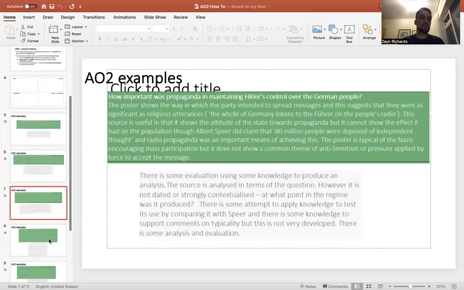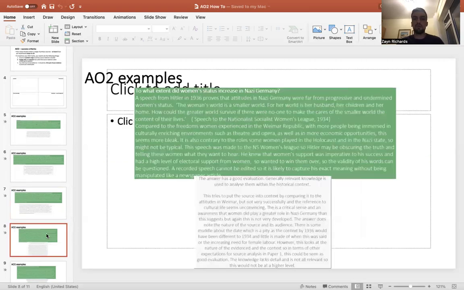All right, so this is why COPE is so important, guys, because if this student had followed COPE, they would be getting way more marks. Okay, this one is a level 4 response, so have a pause, and then we'll talk through.